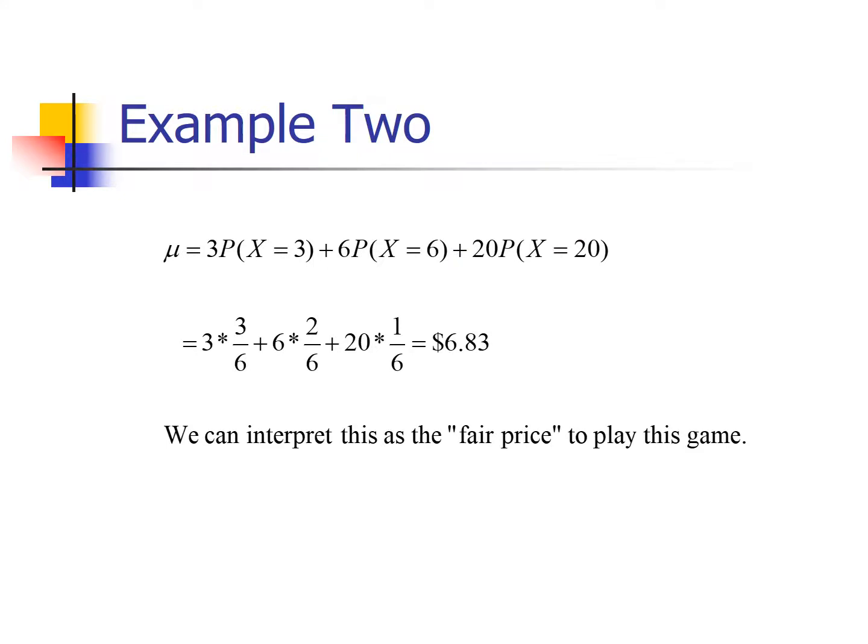Example 2. Same idea. The mean is 3 times the probability of winning $3, plus 6 times the probability of winning $6, plus 20 times the probability of winning $20. Which, if I get those probabilities from the earlier slides, is 3 times 3 sixths plus 6 times 2 sixths plus 20 times 1 sixth. I get $6.83. We can interpret this.